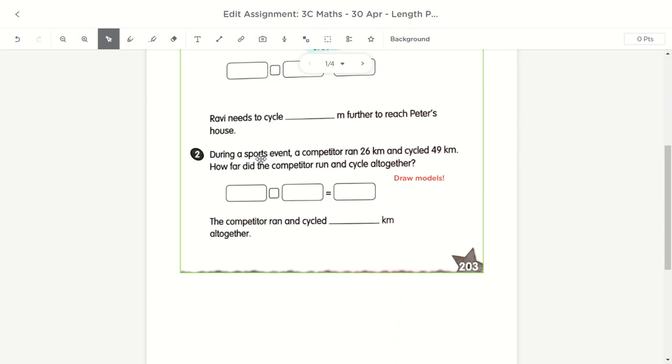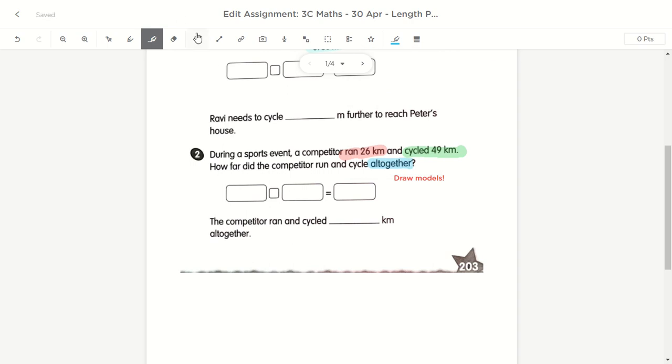I'm at a sports event. I ran 26 kilometers, and then I cycled 49 kilometers. So I do two things. I ran 26 kilometers, and then after that I cycle 49 kilometers. How far did he cycle and run all together? So I want to find this all together.